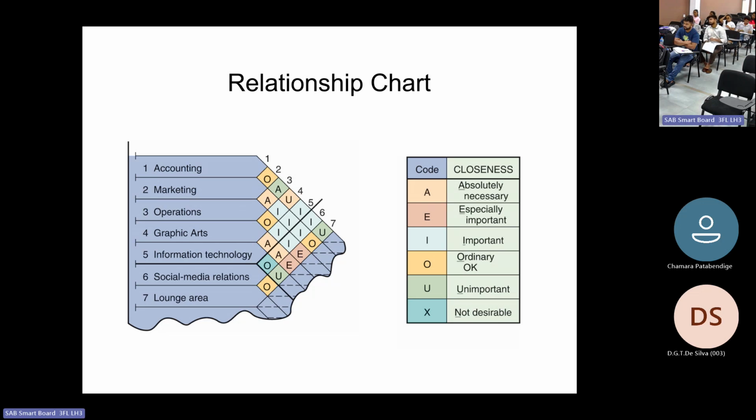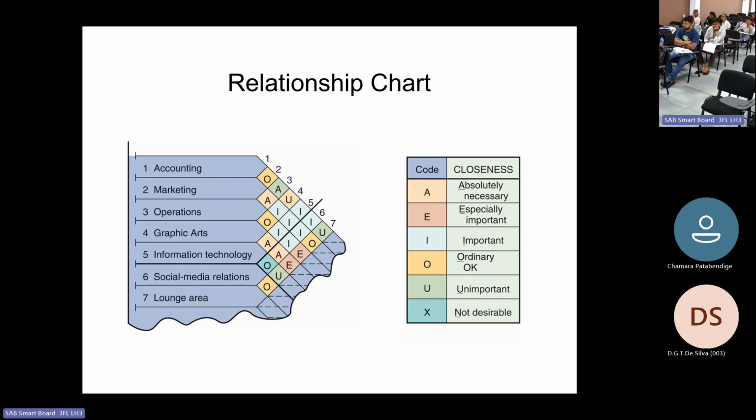Now, say for example, 1 and 2 are O. So 1 and 2 is O, two lines. One and two. From where did I get it? From the judgment. They have considered 1 and 2 as O. O means keeping them together is all right. Not necessary, but keeping them is all right. Let's say 1 and 3. That is A. 1 and 3, that is A.